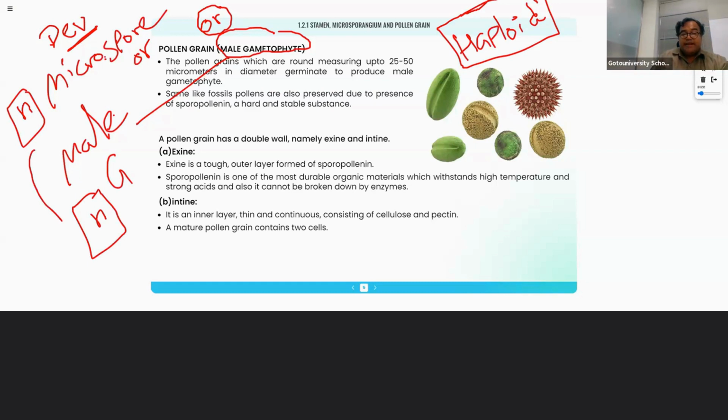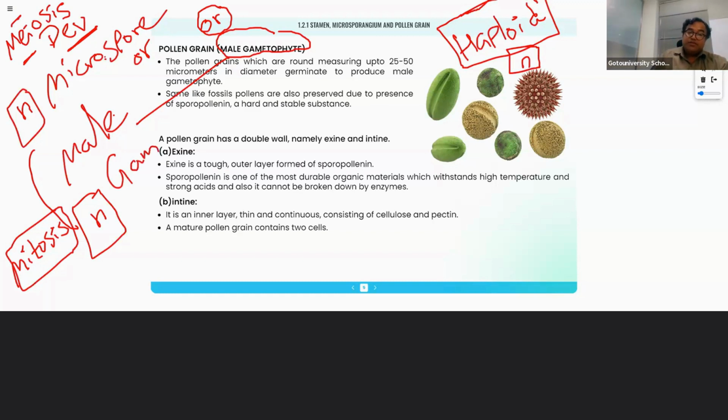So for getting the male gamete from microspore, I need only mitosis. I don't want meiosis. For getting microspore, I need meiosis. So don't have the negative mindset that haploid or single N is only for mitosis or only for meiosis. No, you should be very careful. Male gamete is formed from the microspore by the mitosis process. Microspore is formed by the meiosis process. But microspore is also haploid, and male gamete is also haploid. Be very careful how it is formed, where it is formed.